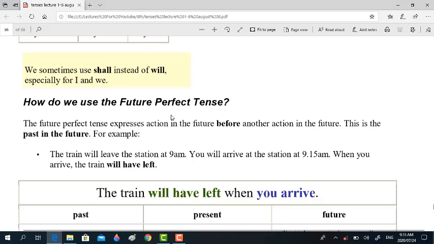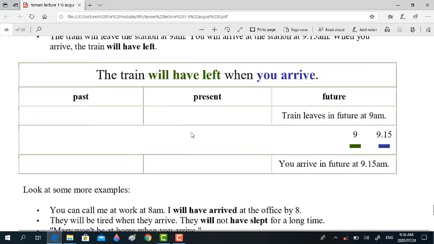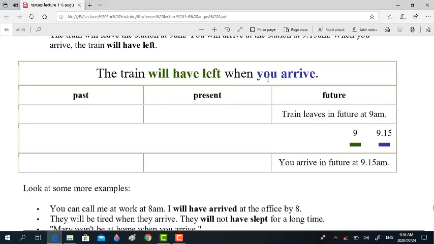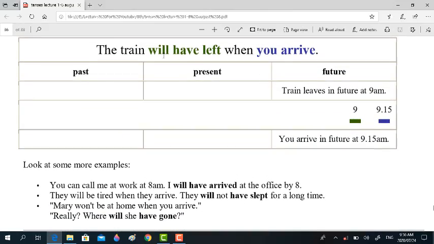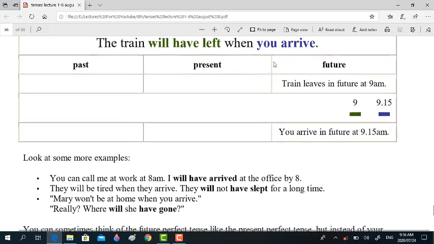Do not bother about this. Just forget it, put it aside and just listen to this version: this tense shows a completion of an action at a specific time in the future. That's it, right? Like this: the train will have left when you arrive. Because you cannot use will twice in a single sentence, this serves as future, but using the present form, right?